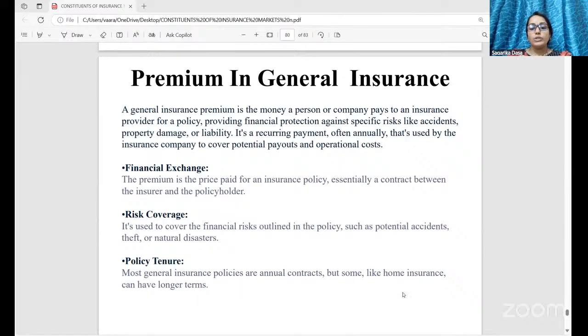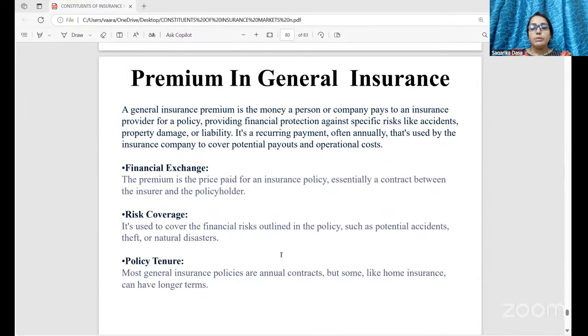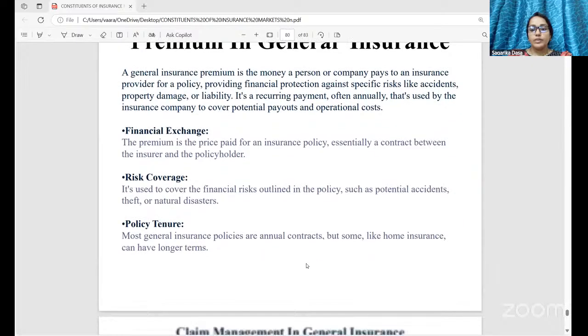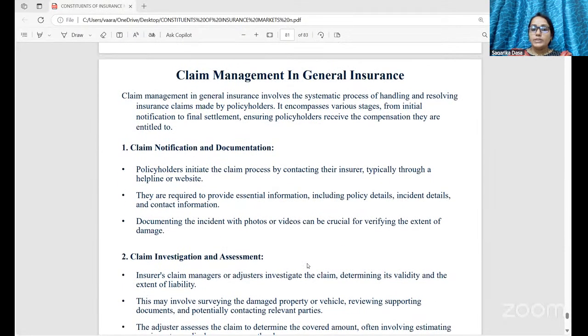Like home insurance comes under longer terms, whereas home insurance is more than 1 year. Whereas other insurance, like your vehicle insurance or travel insurance, is meant only for 1 year. So this is the premium which is paid in general insurance. Then, like we have seen claim management in life insurance, in the same way we have claim management in general insurance.